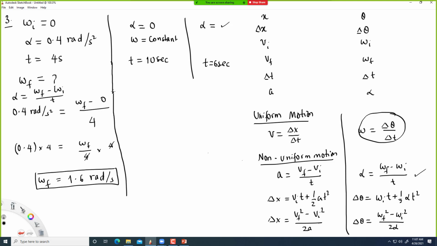Now the second part. For part B, it's for the third part actually. So this is A. What is your angular acceleration when it's slowing down to rest? So we want to find this alpha.